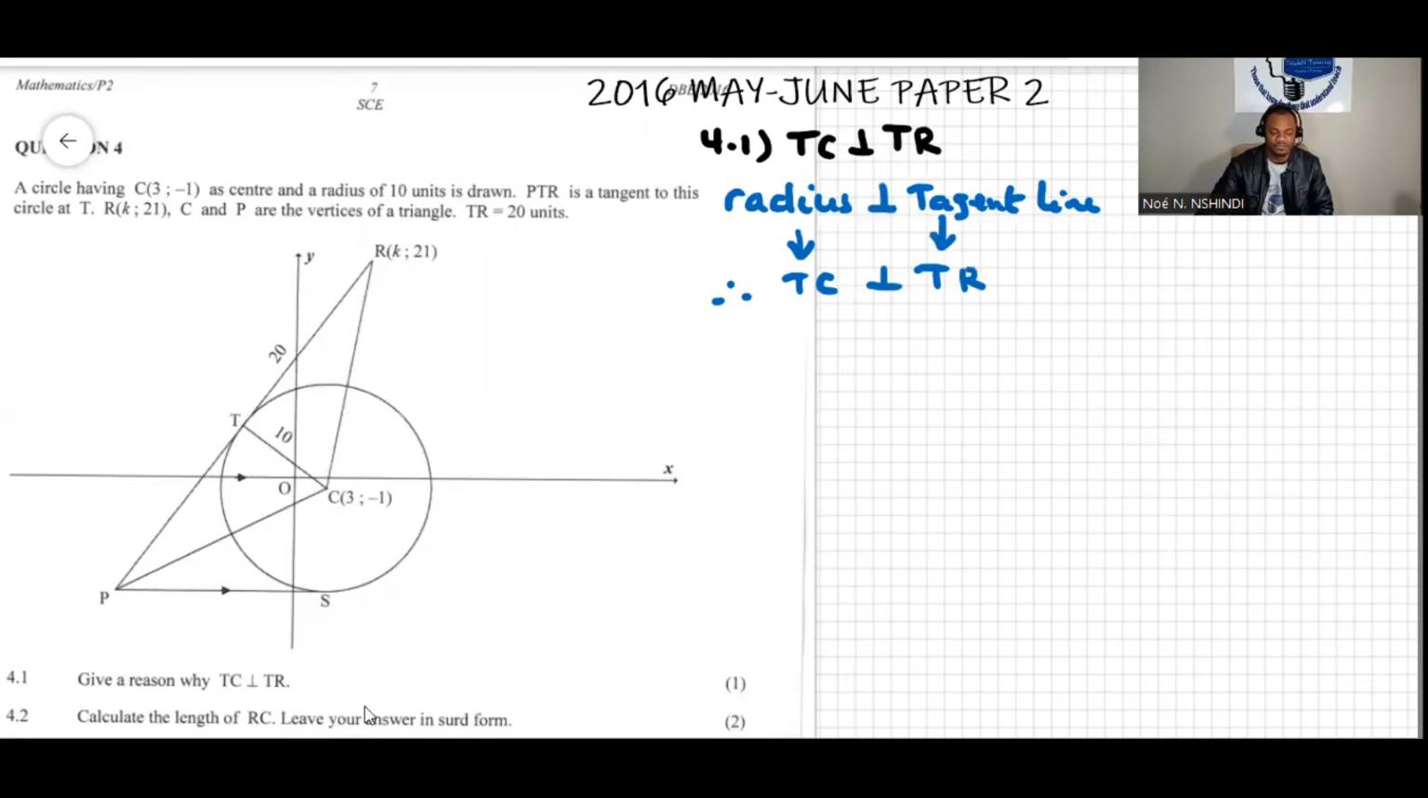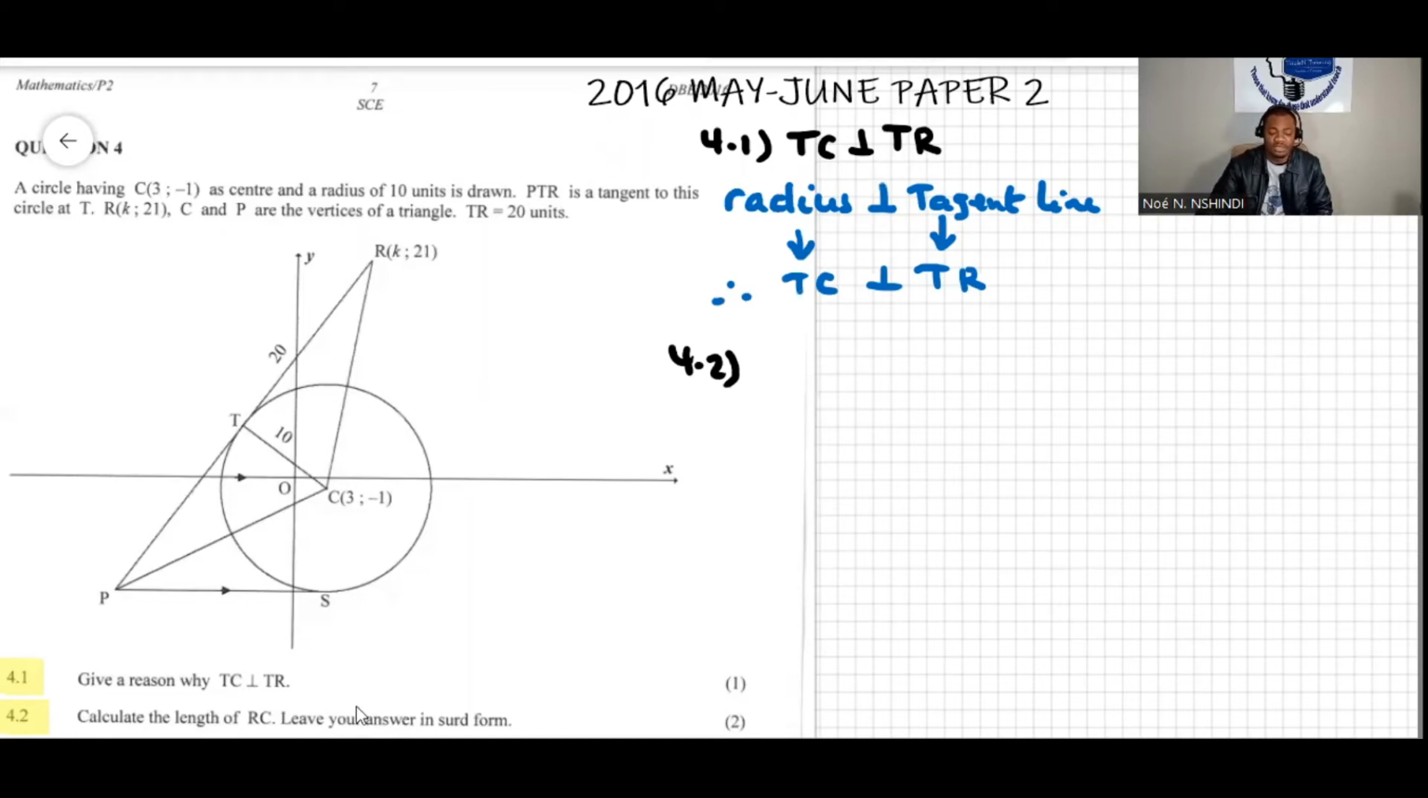Now, question 4.2. Okay, that was 4.1, and now we're going to do 4.2. The question says, calculate the length of RC. Leave your answer in surd form. Surd form is like a radical form, okay? So we need to find the length of RC.